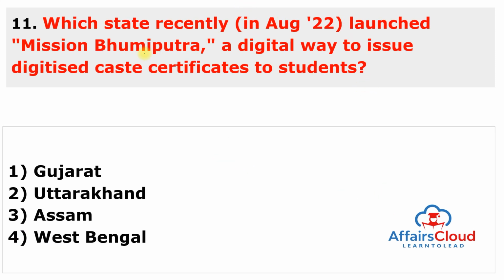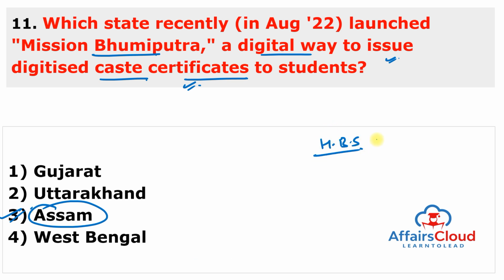Which state recently launched Mission Bhumi Puttar, a digital way to issue digitized caste certificates to the students? Mission Bhumi Puttar is a digital way to issue digitized caste certificates, and this is the state of Assam. So the answer to this question is 3. Assam Chief Minister Himanta Biswa Sarma ji launched Mission Bhumi Puttar, which is a digital way to issue caste certificates to the students.